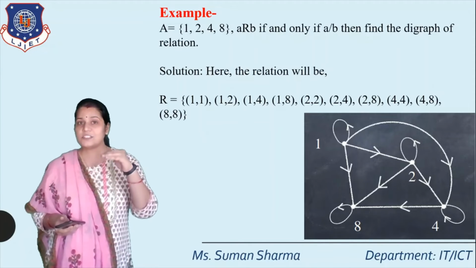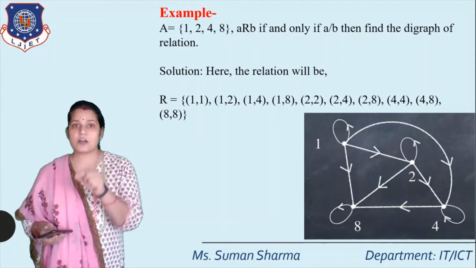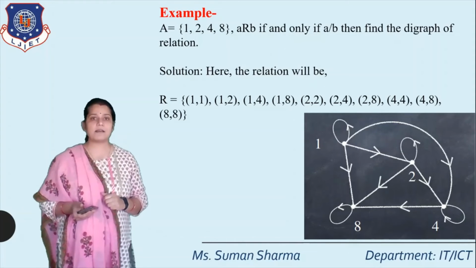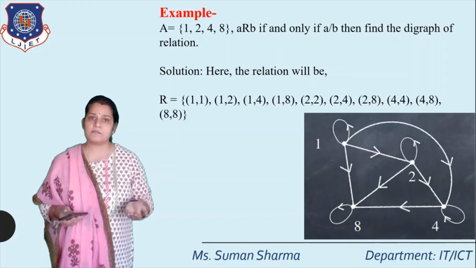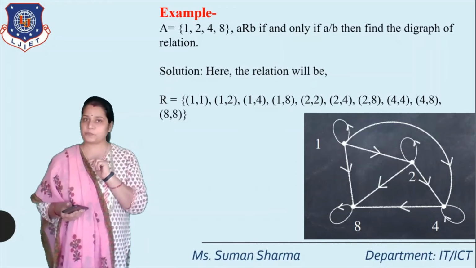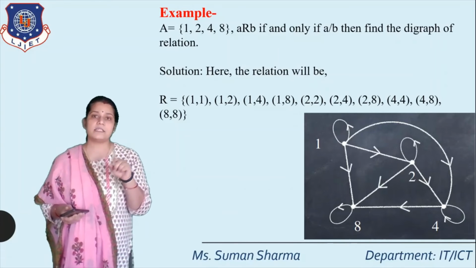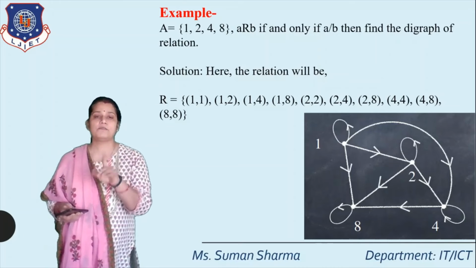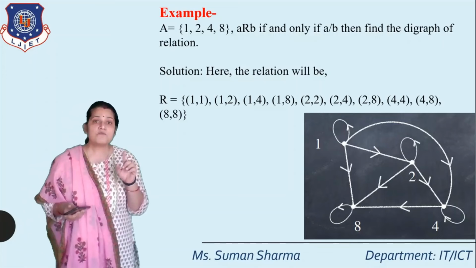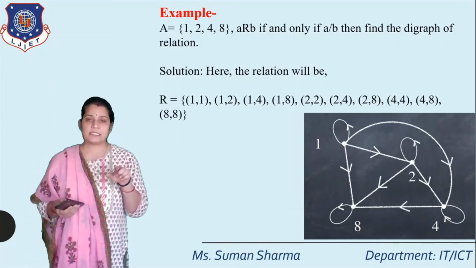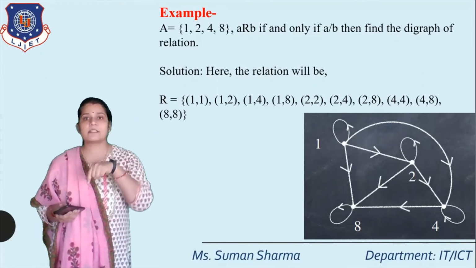Okay, so according to this relation, we draw the digraph. A digraph is such that if any element is related to itself, you draw a loop. So first we draw 1, 2, 3, 4: four nodes, or you can say four vertices. So 1 is related to itself, so we draw a loop.